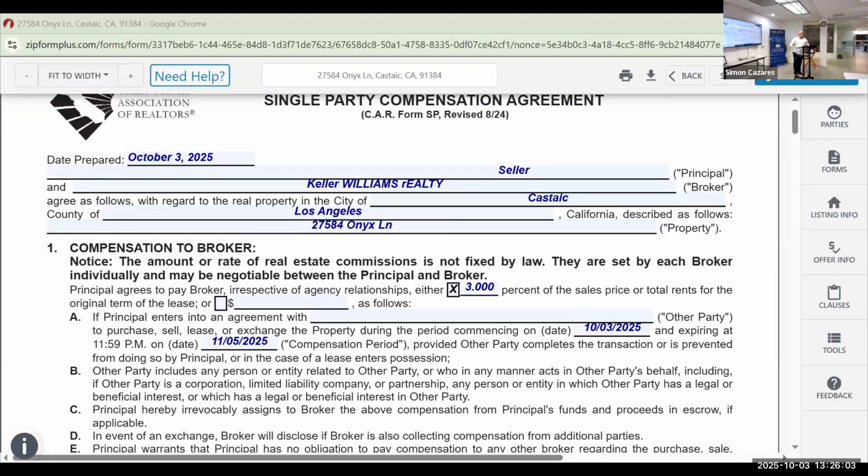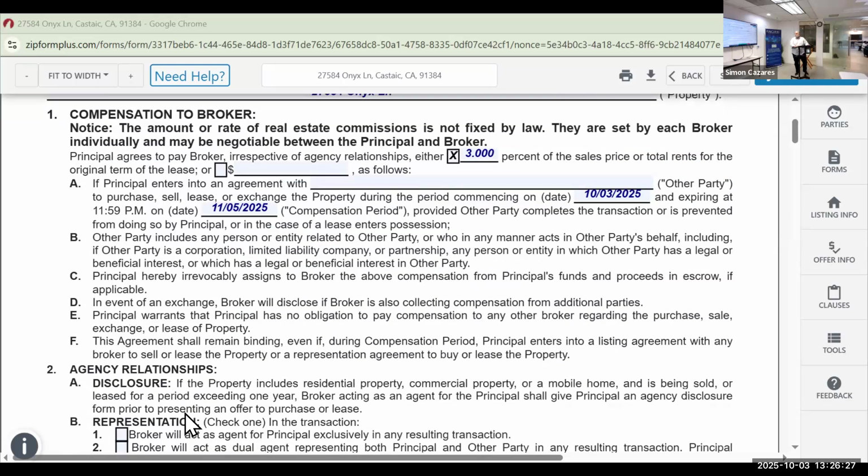And you can get paid because remember, it says right here, real estate commissions are not fixed by law. They are set by each what? Broker individually and may be negotiable. Okay. Does this apply the same basic rules for investment properties too? Absolutely. Oh yeah, investment properties, anything and everything.